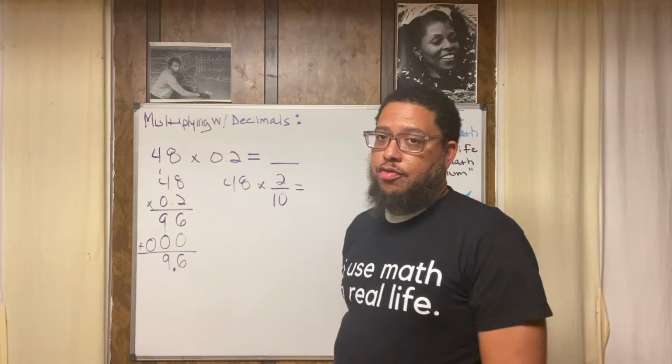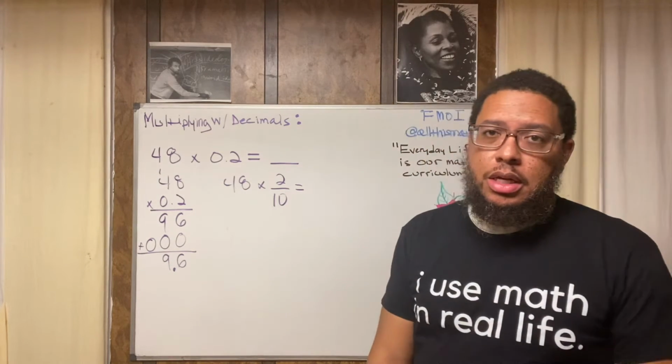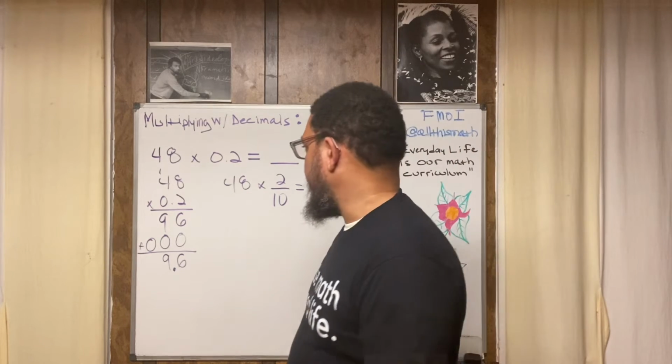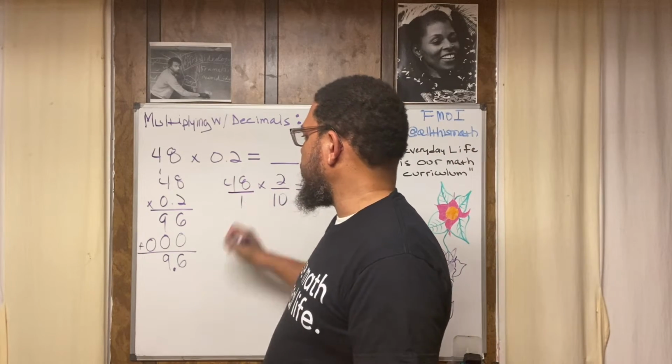48, let's treat 48 like a fraction. How do you turn a whole number into a fraction? Put a 1 underneath it for your denominator. That's how you turn any whole number into a fraction.